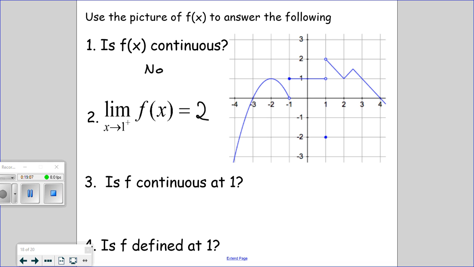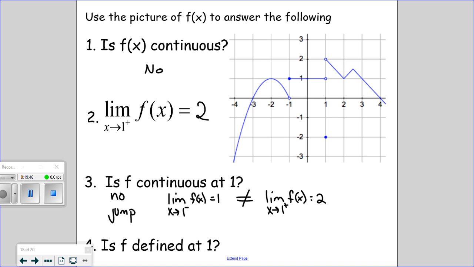Okay, is it continuous at 1? No. Which type of discontinuity are we looking at there? Jump. So no, it is not continuous at 1. We are looking at a jump discontinuity. If I wanted to justify that, and since this is new to us today, the justification for a jump discontinuity is that the limit of our function from the left does not equal the limit of our function from the right. So not the same.